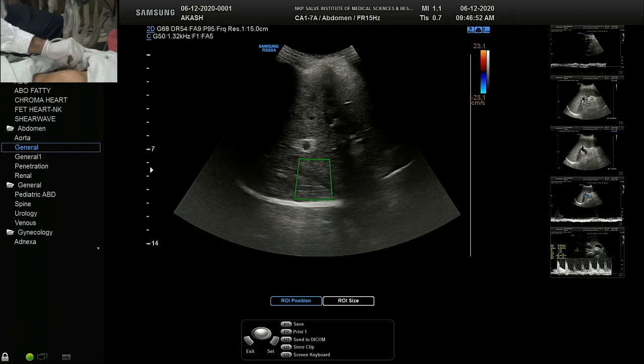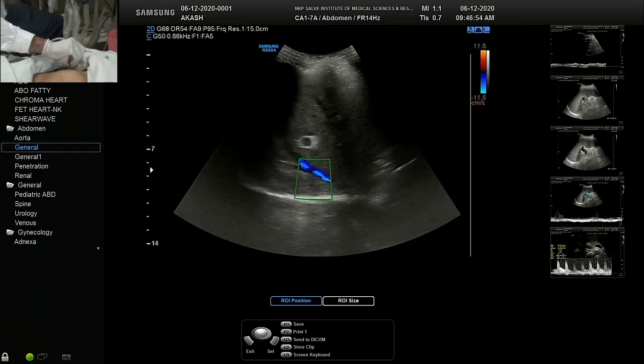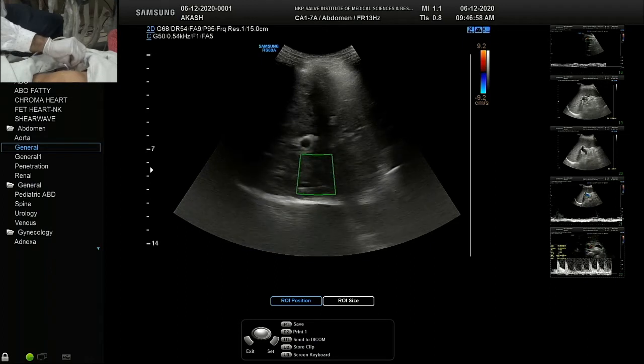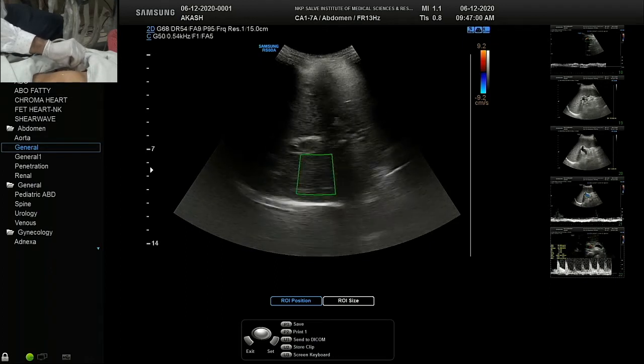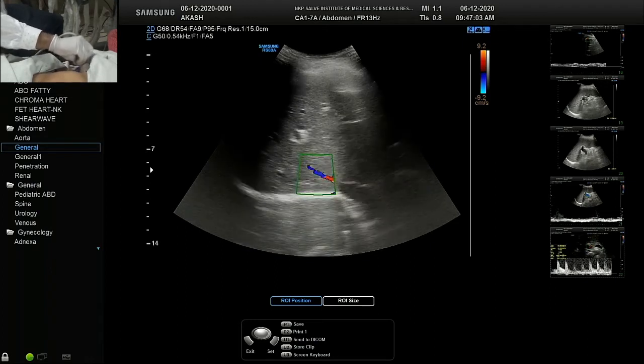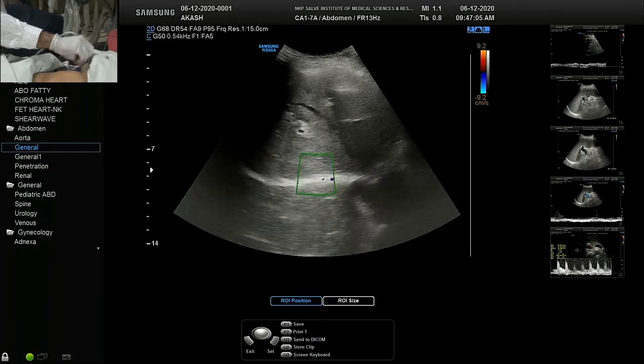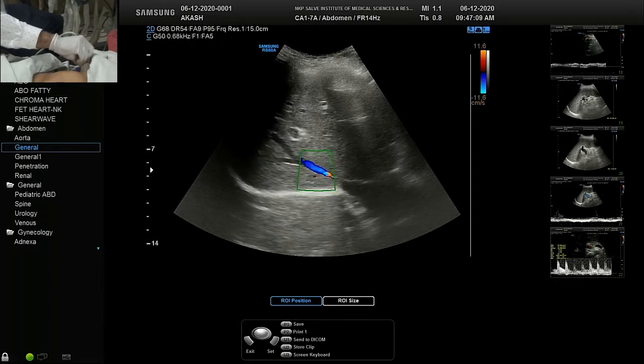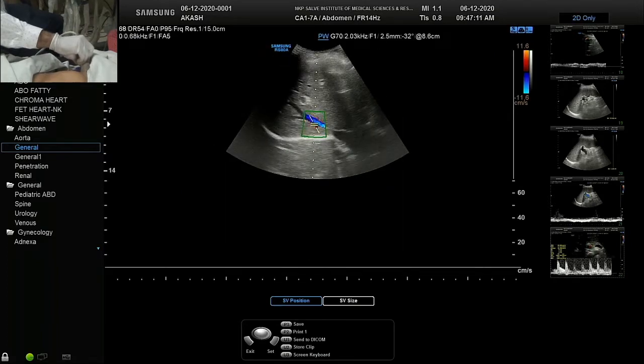Why is it not showing flow? Our PRF was high, so now I have reduced the PRF, and now you can see that the hepatic vein is showing flow when it comes in the view. That is it. We'll reduce or increase it further so that it is seen very nicely. Now you can sample it.